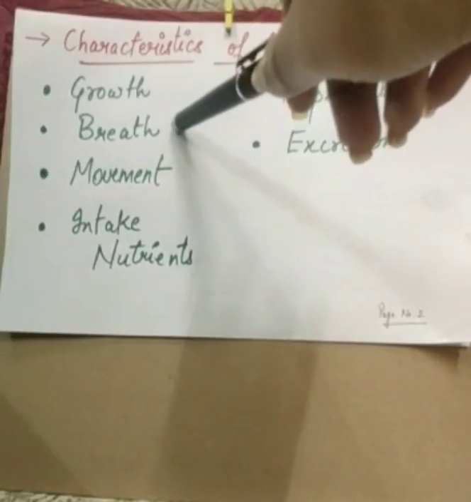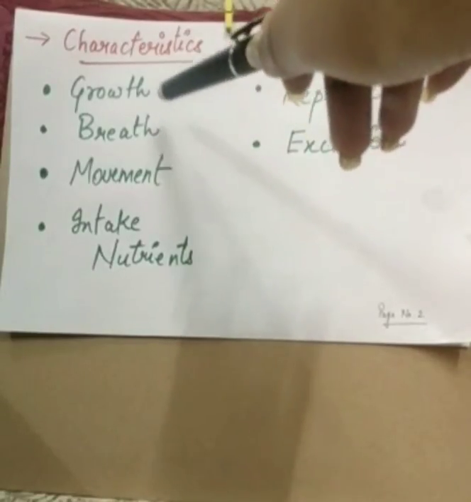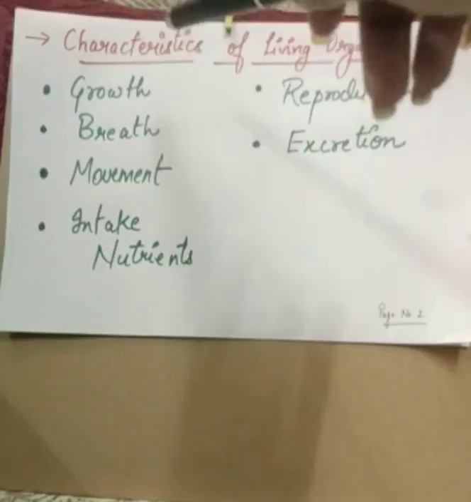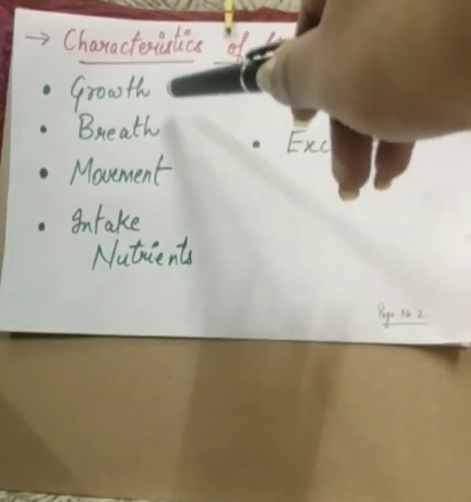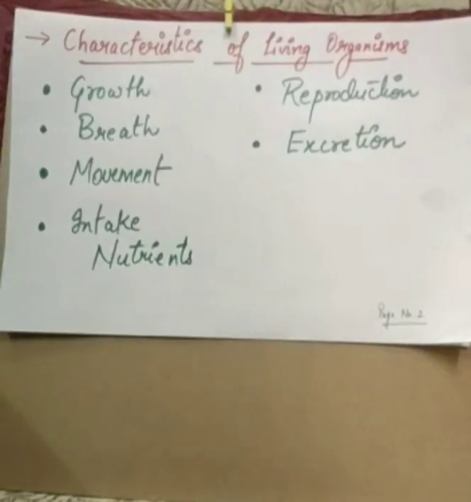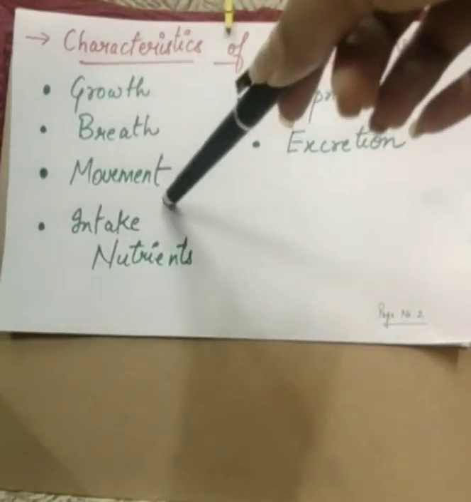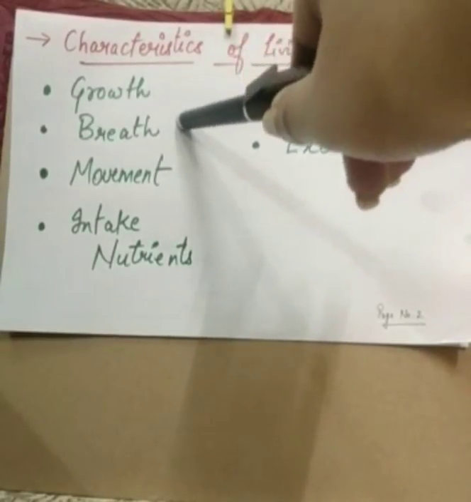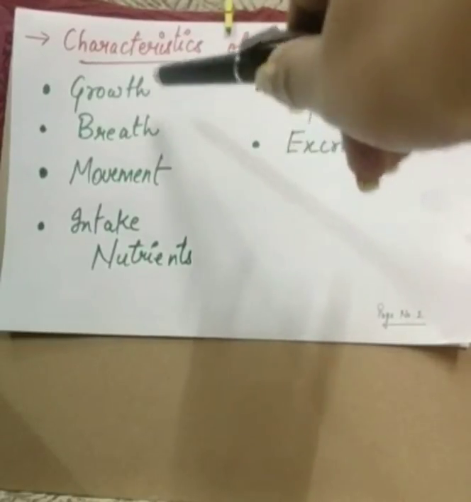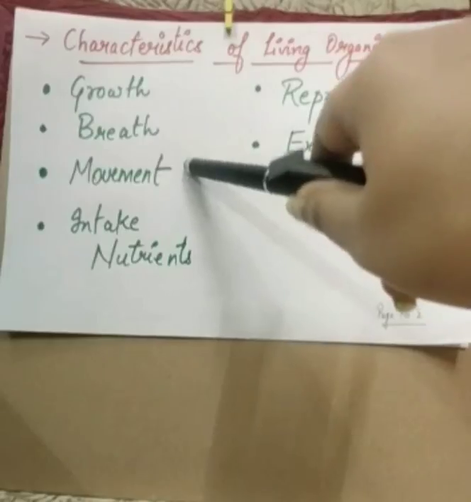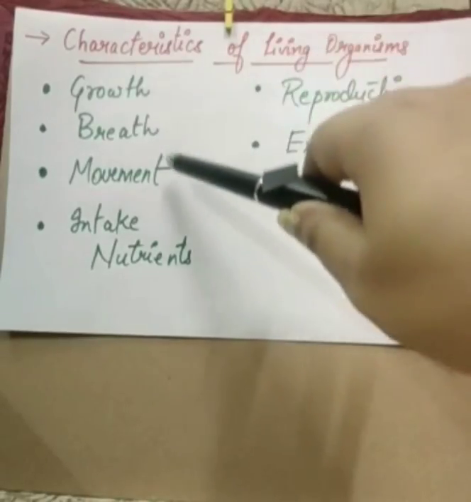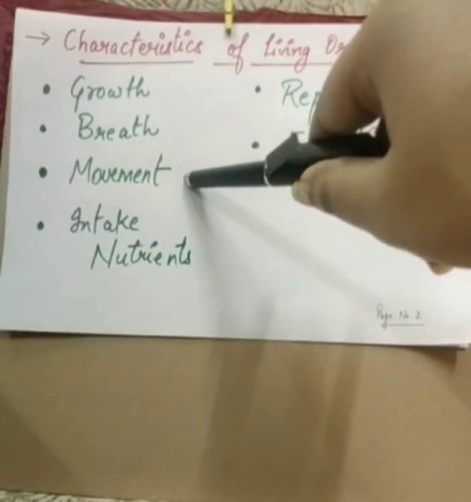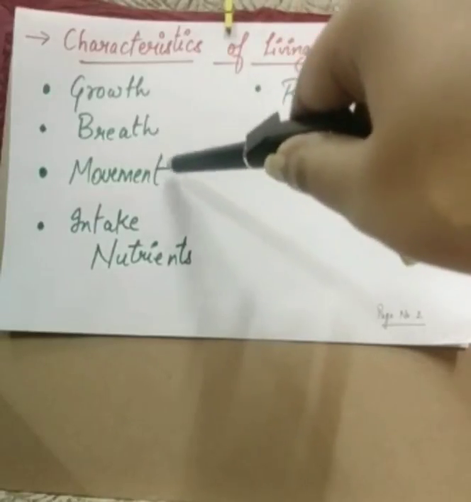Now we talk about breathing, you can say the respiration process. As we know, in respiration or the breathing process, we take oxygen inside our body with the help of the nose and exhale CO2 from our body. This is also an essential process. Plants and animals, both are doing the breathing process. Now moving to the next one, movement. Animals generally move from one place to another, but in plants we are not able to see movement very fast or easily.